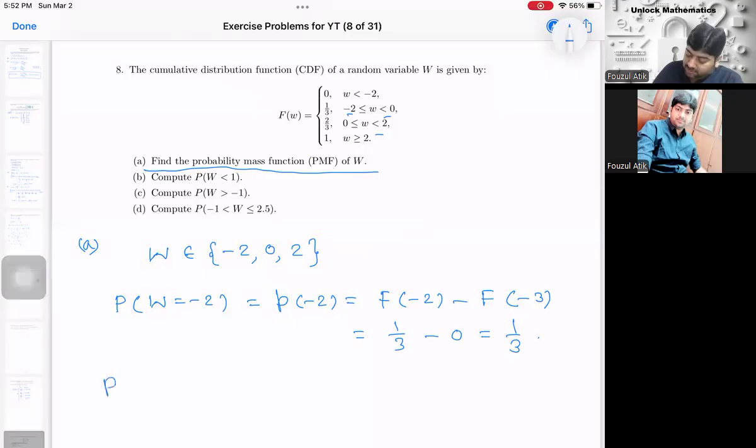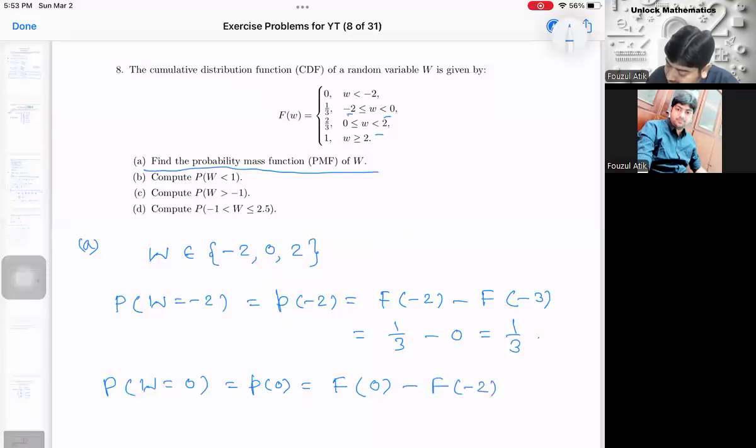Similarly, P of W equal to 0 is small p of 0, and what is it? Again, from 0 to the previous point -2, what is the jump? So it is F of 0 minus F of -2. F of 0 is given as 2 by 3. F of -2 is 1 by 3. So this value is again 1 by 3.